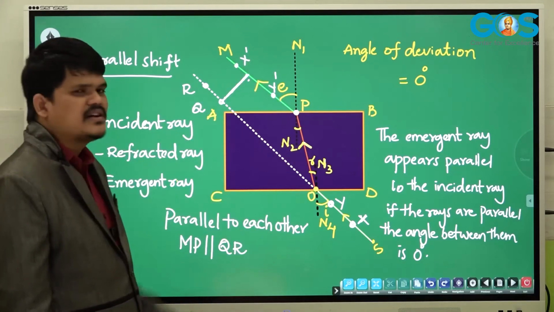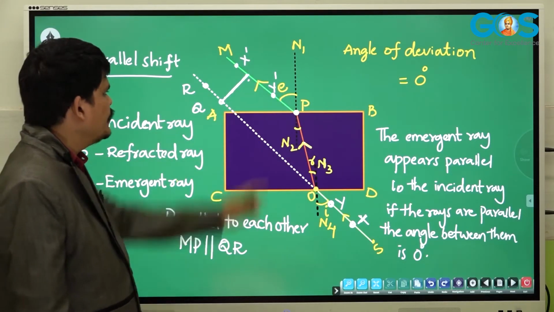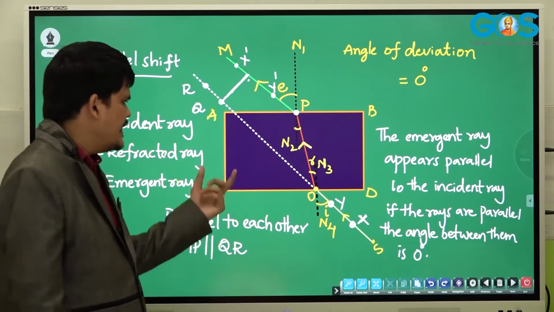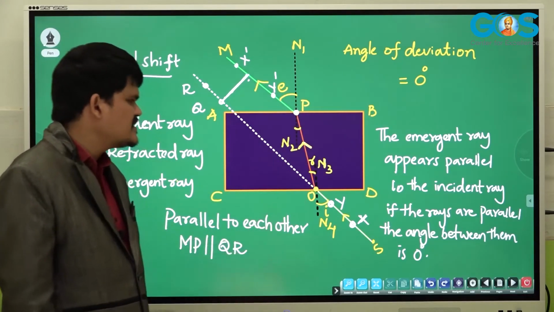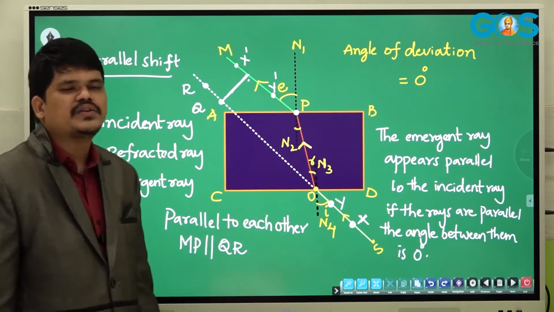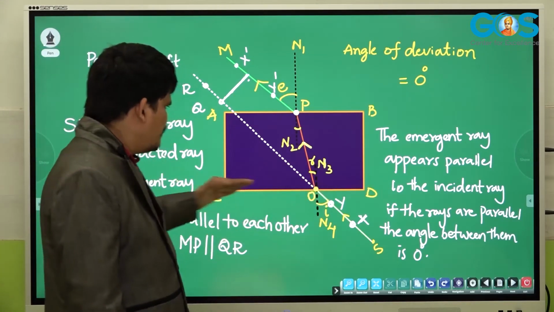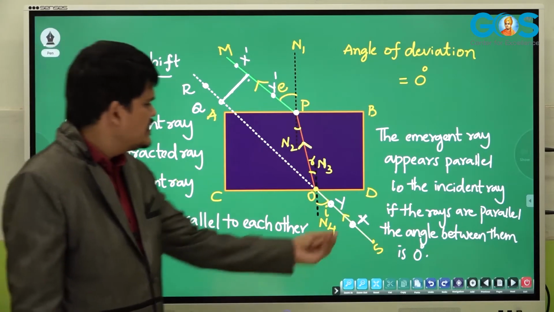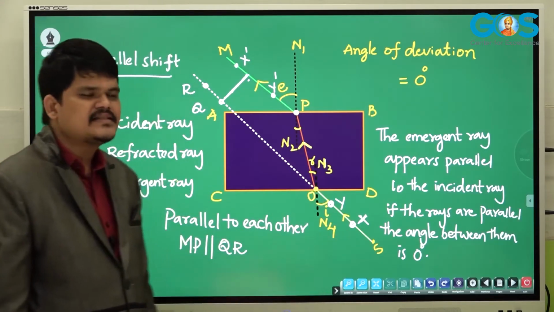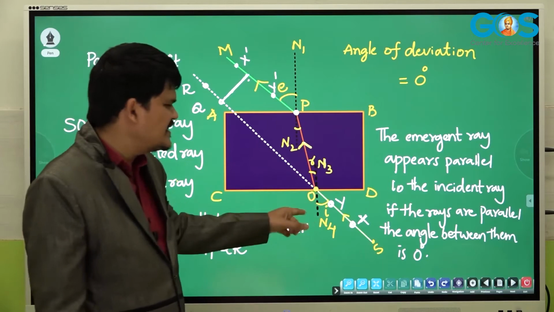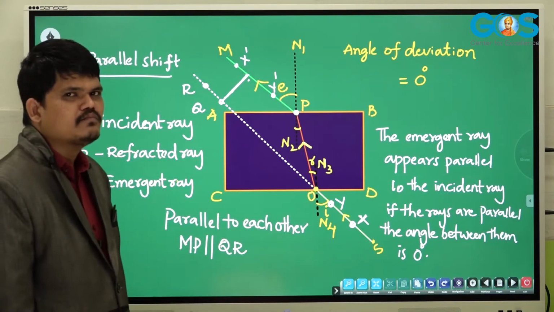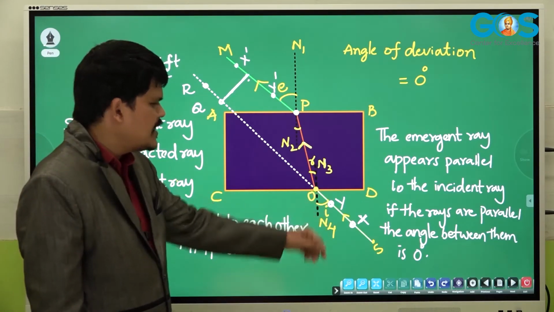Consider the normals, draw the normals N1, N2 for the side AB and N3, N4 for the side CD as shown in the figure. Now, from the side CD, send an incident ray SO which makes a certain angle of incidence with the normal.